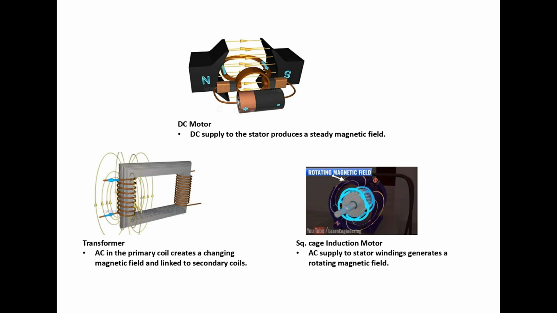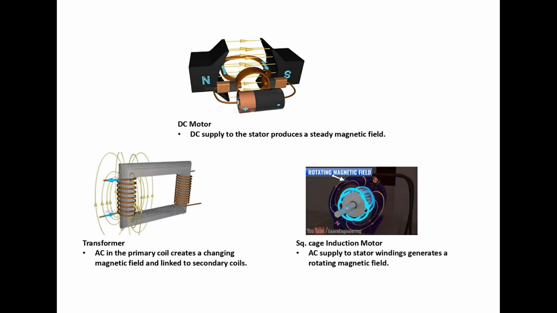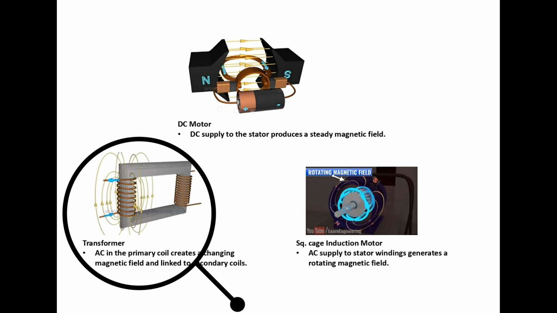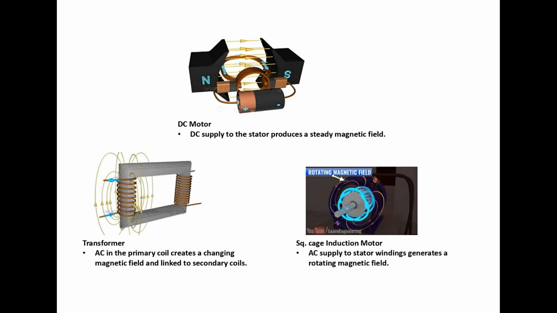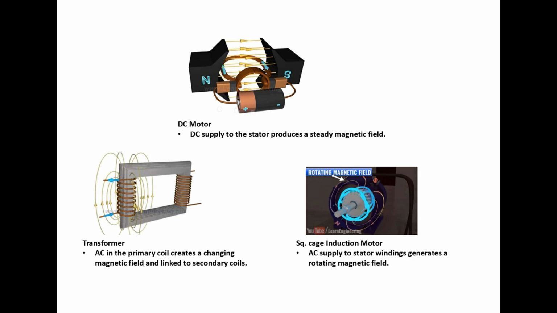We see this in a DC motor, where supplying DC to the stator produces a steady magnetic field, and in a transformer, where AC in the primary coil creates a time varying or changing magnetic field, and also in an induction motor, where the AC supplied to the stator windings generates a time varying or rotating magnetic field.